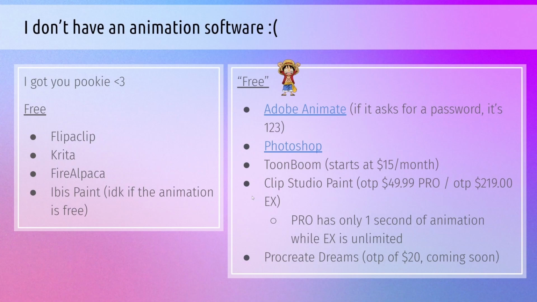You can also get Toon Boom, which starts at $15 per month. You can get Clip Studio Paint, which is a one-time purchase of $50 for the Pro version, which is like 1 second of animation, and another one for $200 for the EX version. EX lets you animate forever and ever. I actually do have Clip Studio EX, and we also have Procreate Dreams. It's going to be a one-time purchase of $20, and it's coming out soon for iPad. This is specifically for iPad. Well, it could be for any mobile device, but generally it's an iPad.